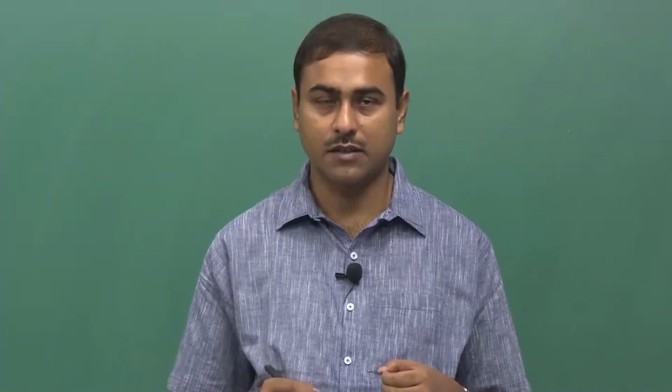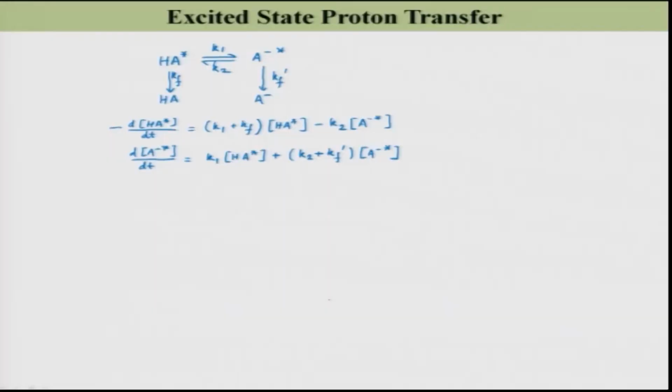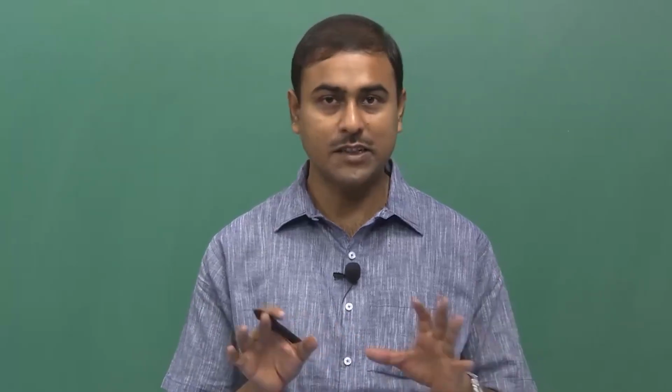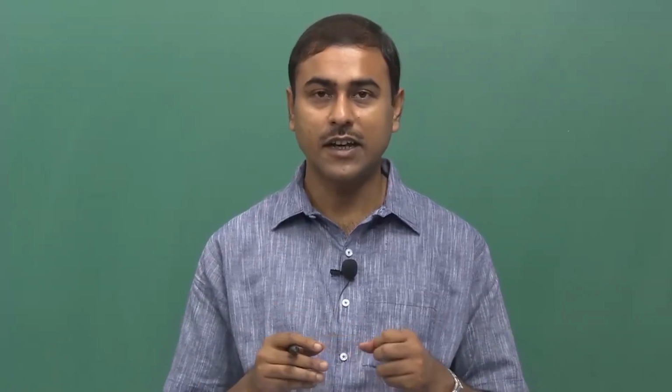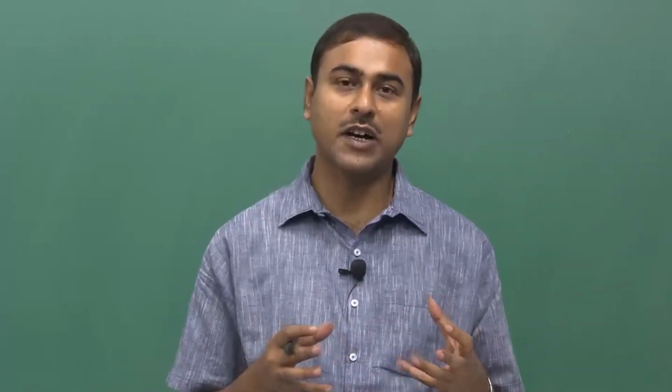Similarly, what we have done for this irreversible case, I can also do for the reversible case, and ultimately this solution will be much more difficult than the previous one, and it is out of scope that I will solve in this lecture, but I would like to show you the result. Ultimately, if you solve, what you will get? You will get how the HA star is changing with time, how the A minus star is changing with time. Those two you will get like in the previous case, and those expressions I will show over here.